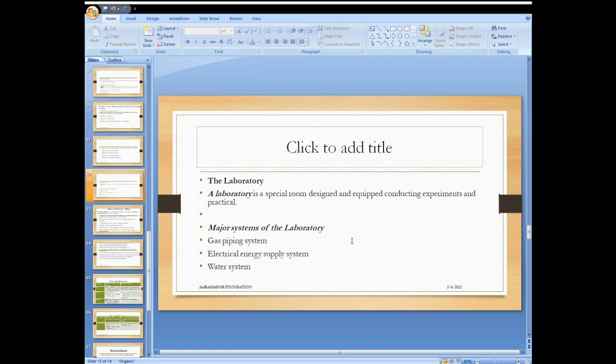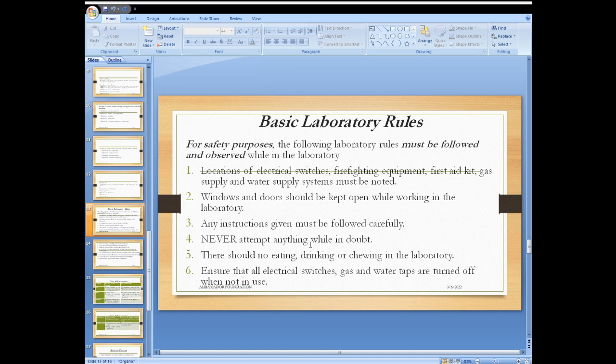Nice. So now, physics is a practical subject that is done in a lab or a laboratory. So what is a laboratory? A laboratory is a special room designed and equipped for conducting experiments and practicals. We have three main systems in a physics laboratory. Number one, we have a gas piping system, electrical energy supply system, or simply electrical system. Then we have water system. When you go to the lab, try to locate these three types of systems. They are the main systems in a physics laboratory.